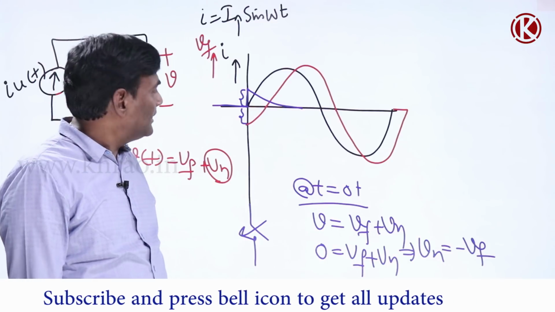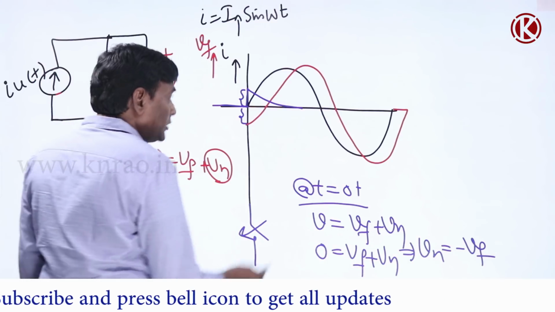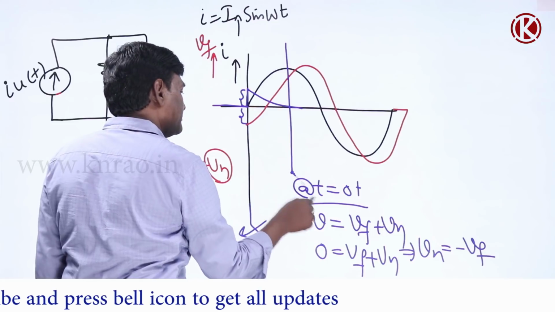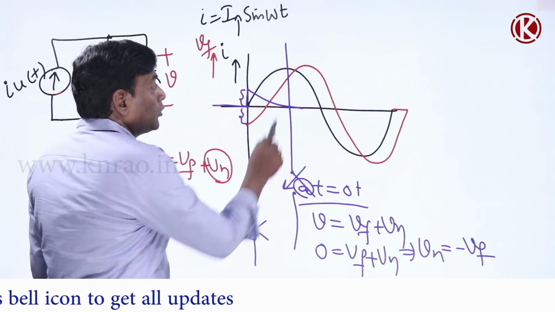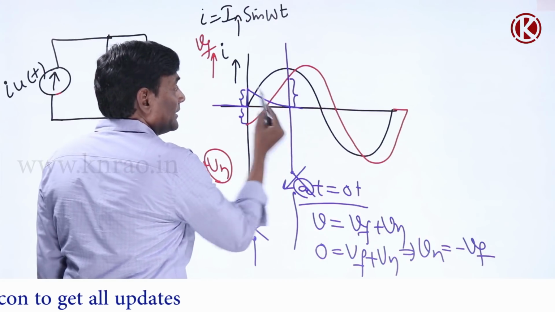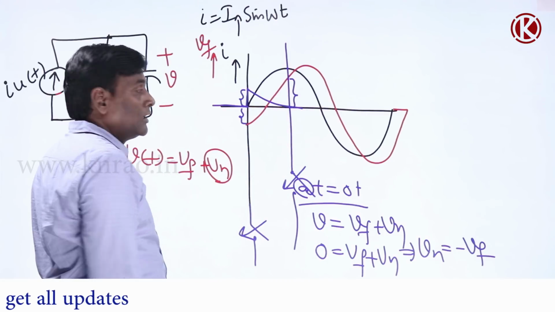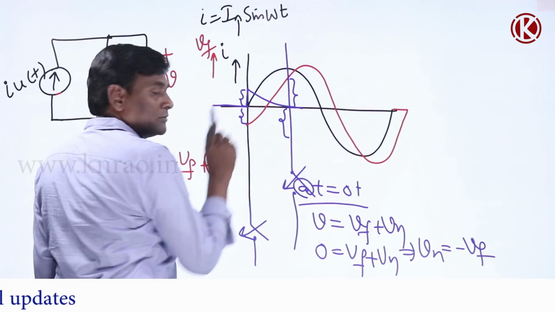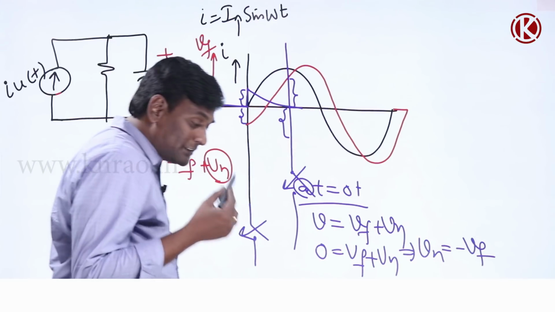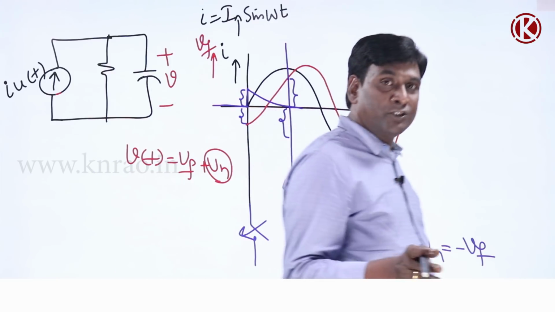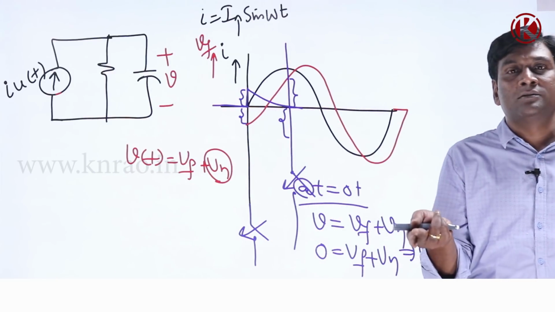Getting my point, right? Now for example, if I try to close my switch here, how much is the forced response? Red, forced response red. So forced plus natural should be 0, because at t less than 0 the voltage across the capacitance is 0. So at t equal to 0 plus, the voltage should be 0.